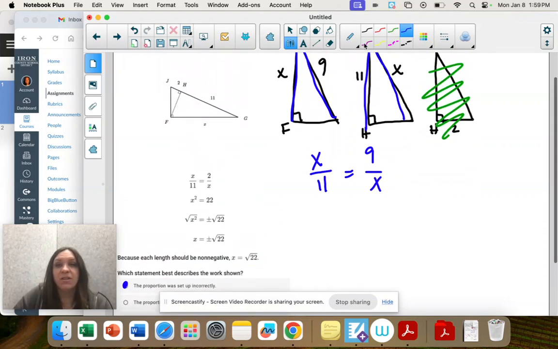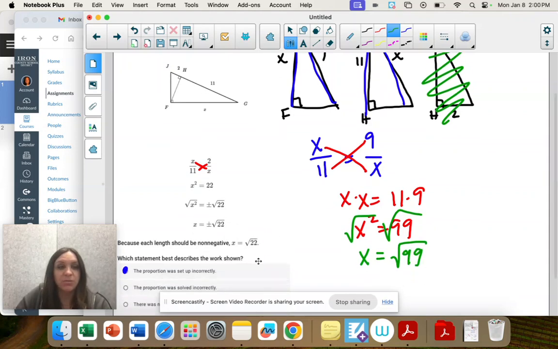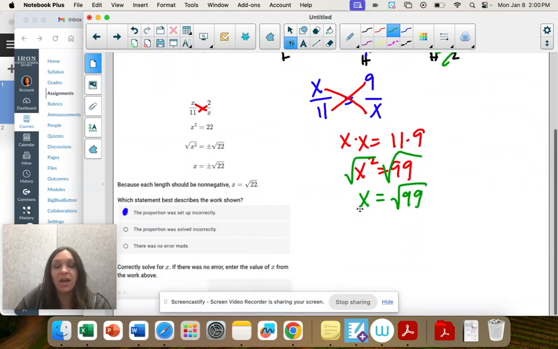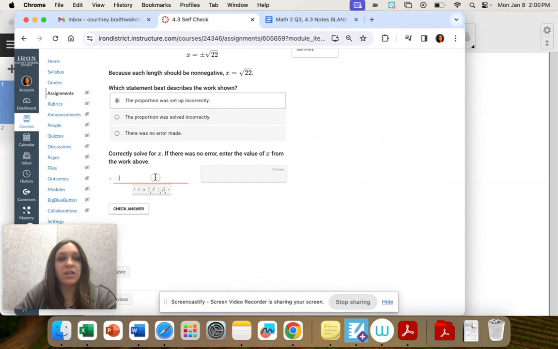When they solve it, we're going to cross multiply. X times x, 9 times 11. So x squared equals 99. And they did that correctly. X squared, 22. And then the next step in solving would be square root both sides. Square root of 99, they got square root of 22. So it was the setup that was wrong, and the actual right answer is the square root of 99. So set up incorrectly, square root of 99.